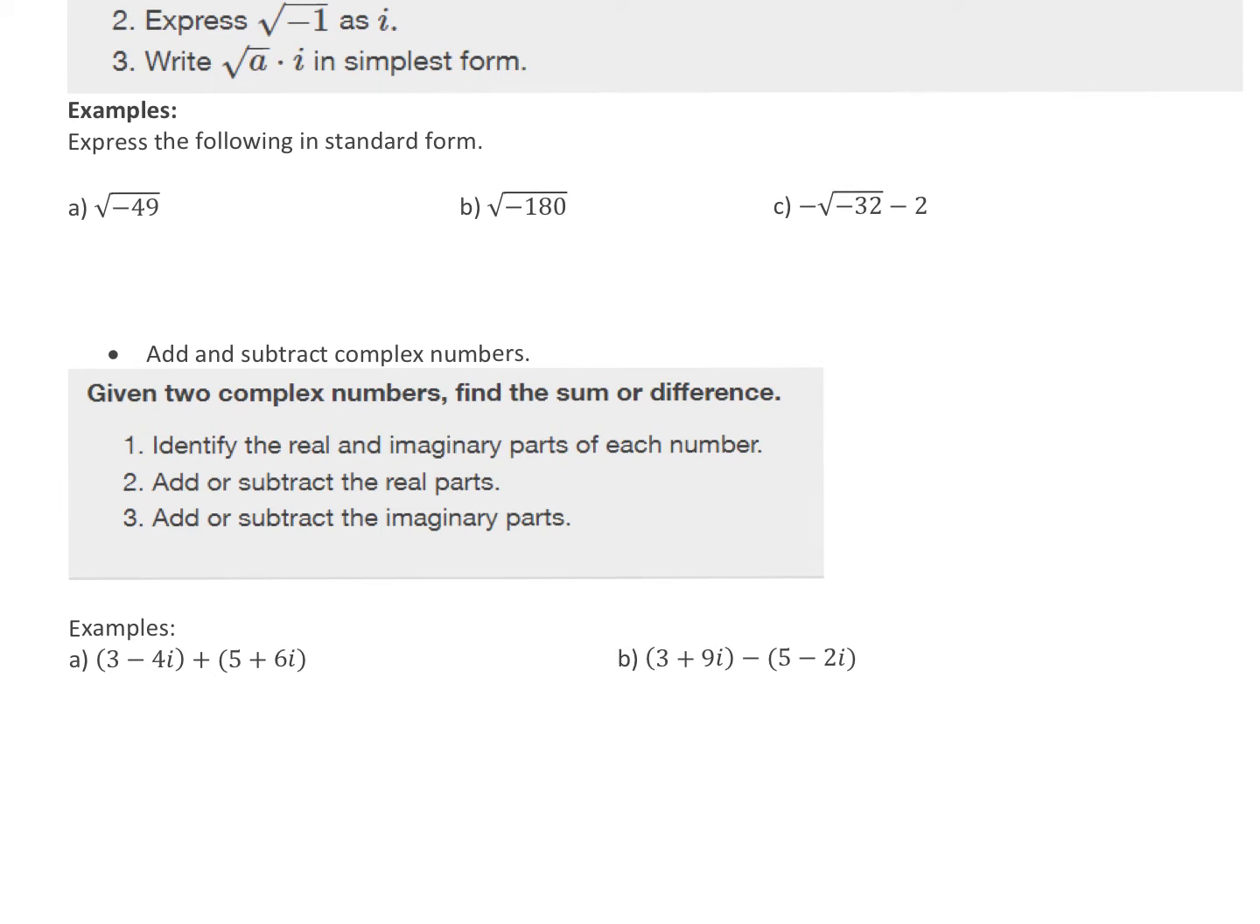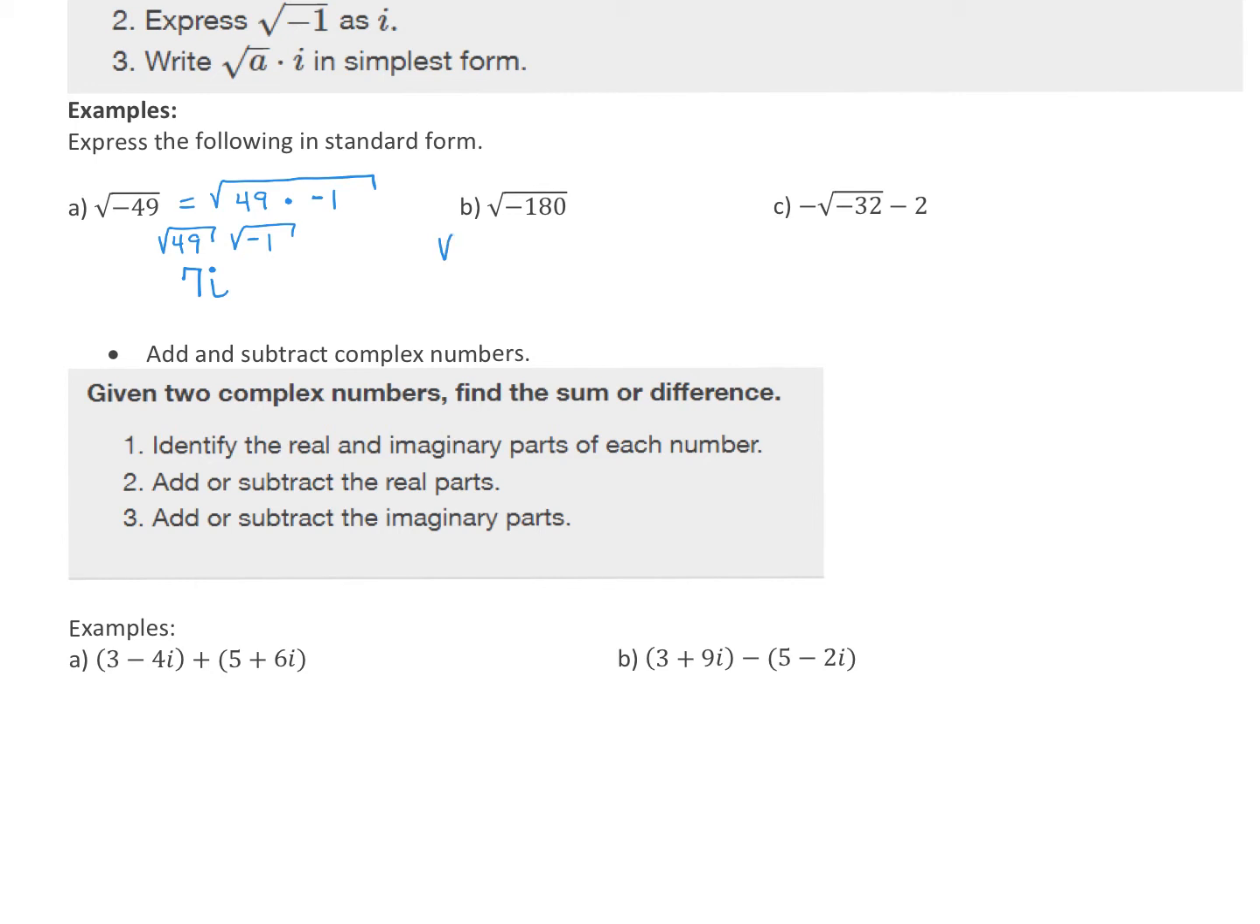Okay, so we're going to take a look first at the square root of -49, which is the square root of 49 times -1. And because of our rules of radicals, we can take the square root of each piece separately, and we'll get the square root of 49 is 7, and the square root of -1 is i.